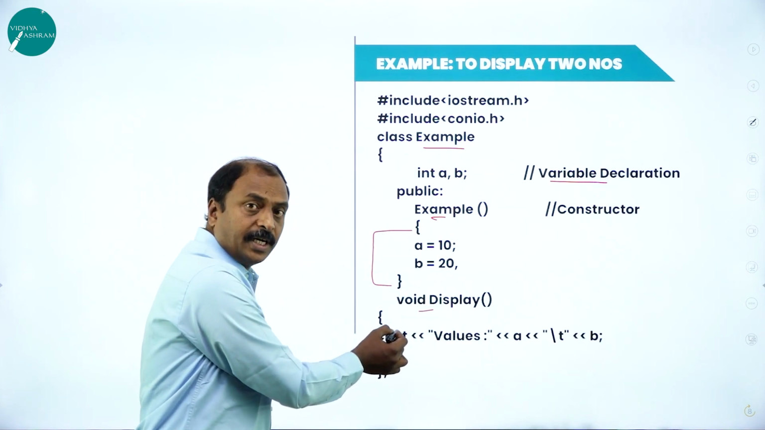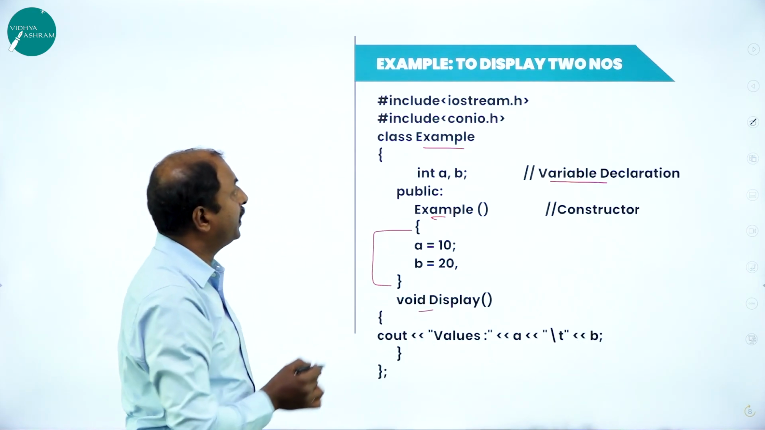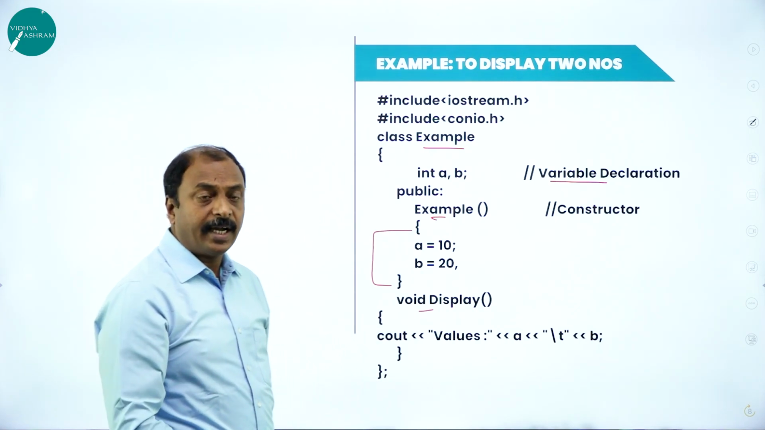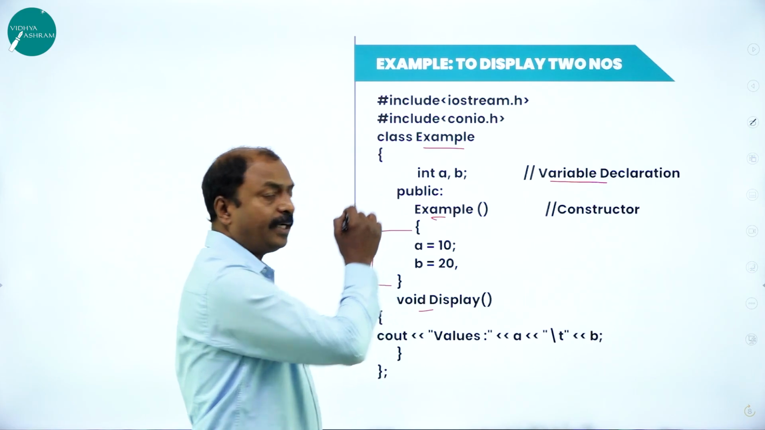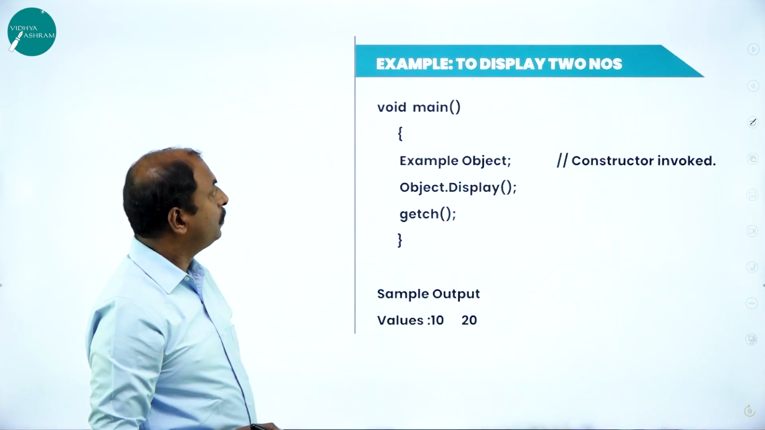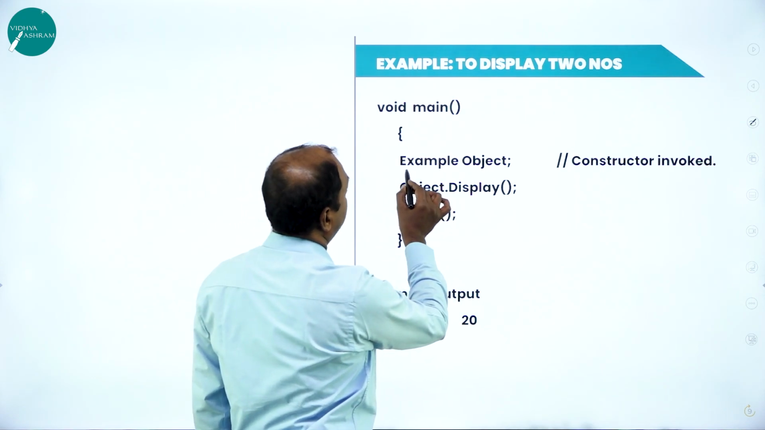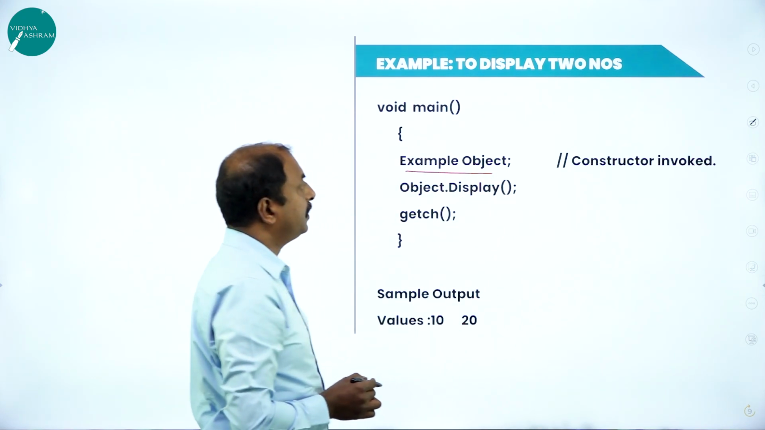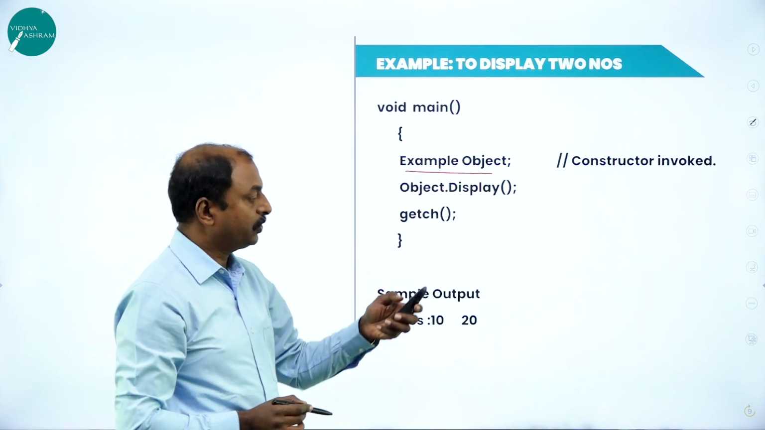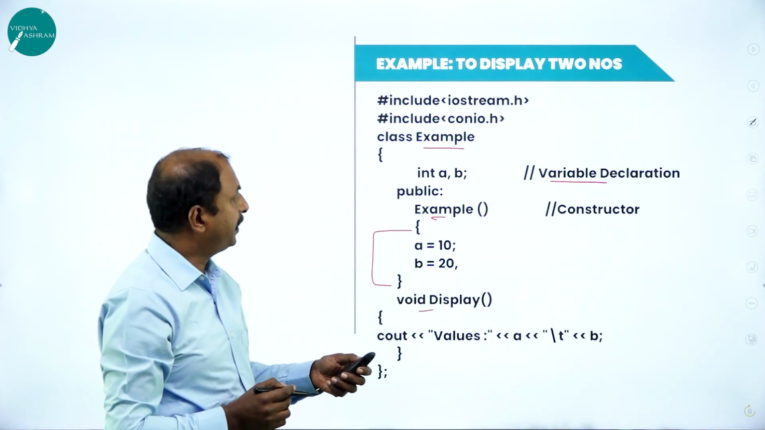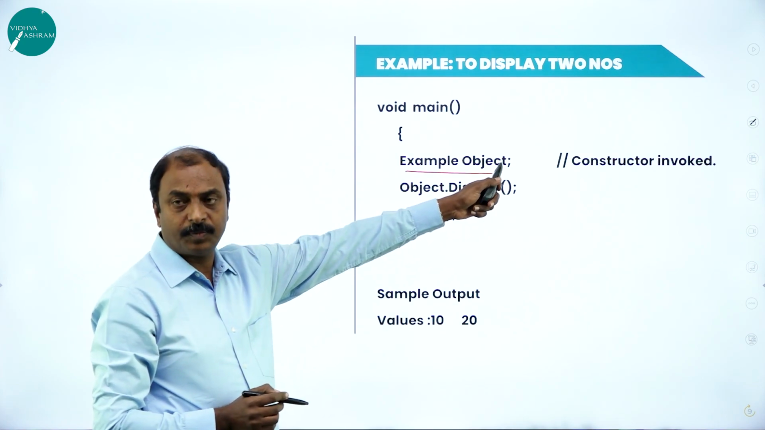Close the function and close the class with a semicolon. So this is a simple definition of a class and a constructor inside a class. Now in the main function, void main, the first step is the creation of an object, for example, example object. Here example is the name of a class, and object is an object.